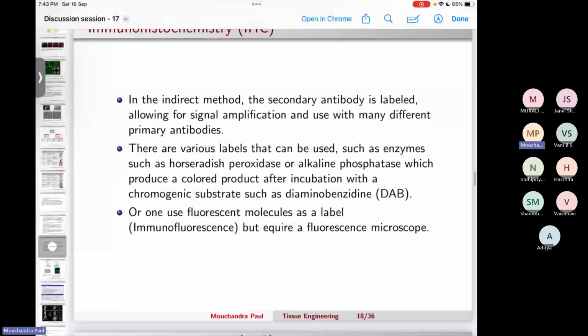Now you can use various kinds of labels, meaning the conjugates. You can use various kinds of conjugates like enzymes, for example, horseradish peroxidase, HRP enzyme, or alkaline phosphatase. These enzymes react with a reagent like, for example, diaminobenzidine, and give some colored product. Or you can use fluorescent molecules as a label, but here you require a fluorescent microscope.